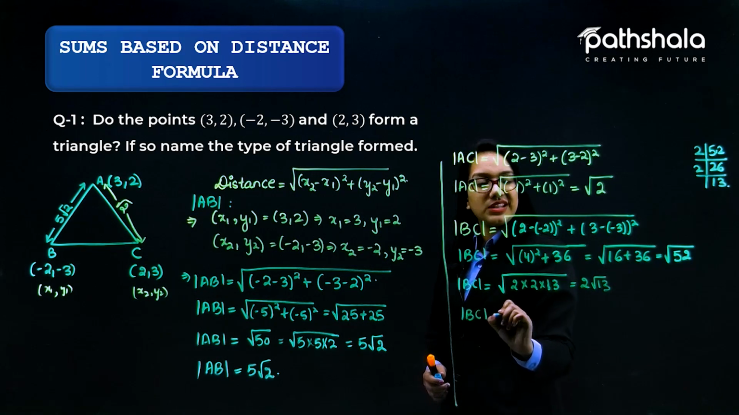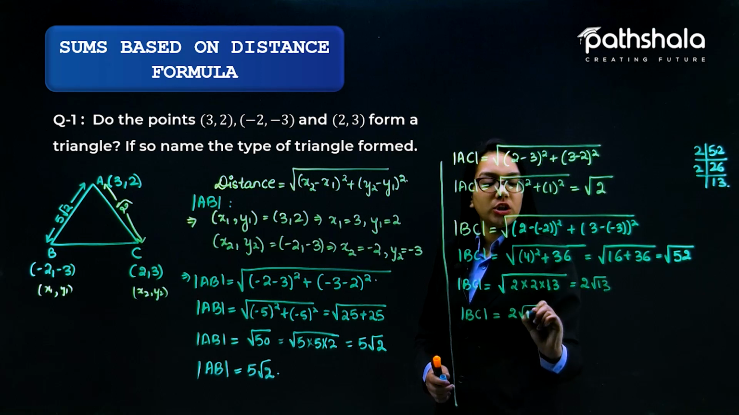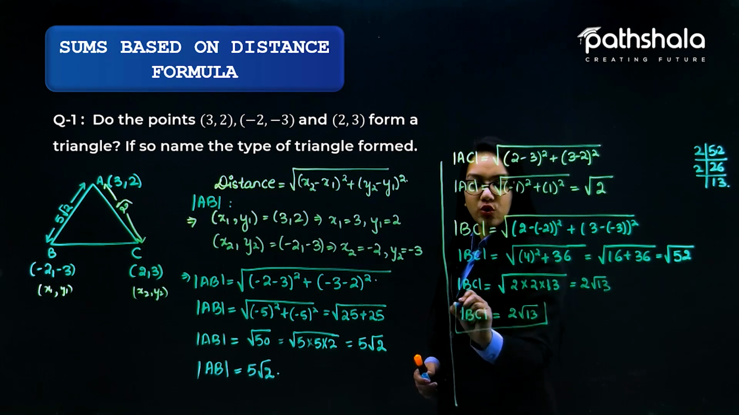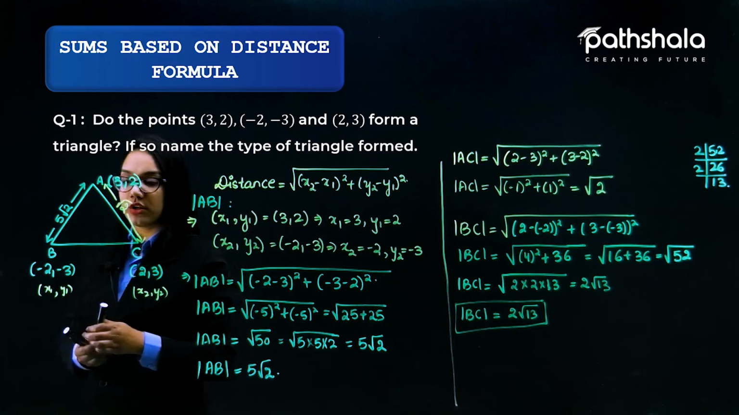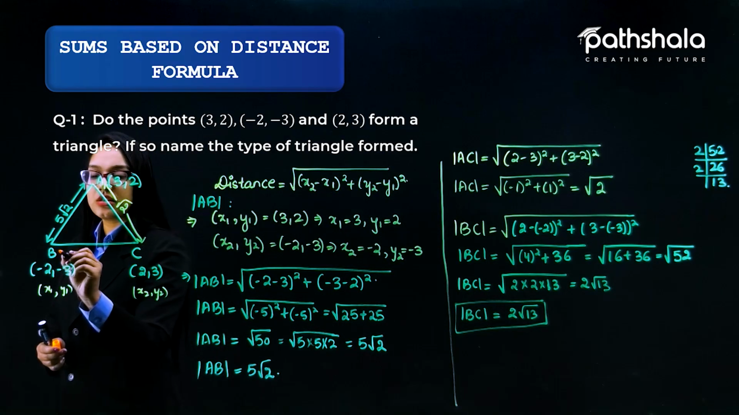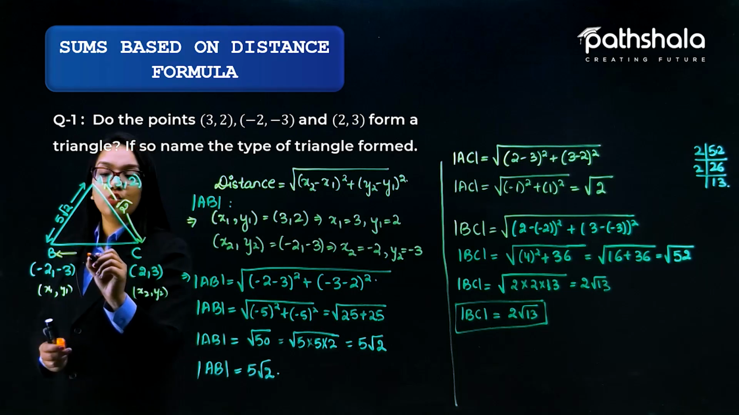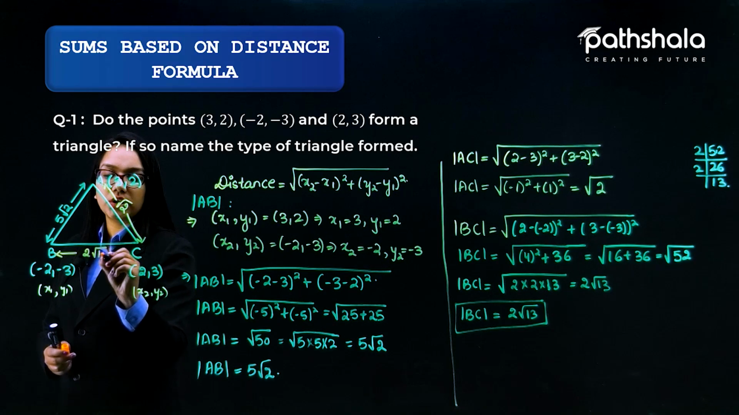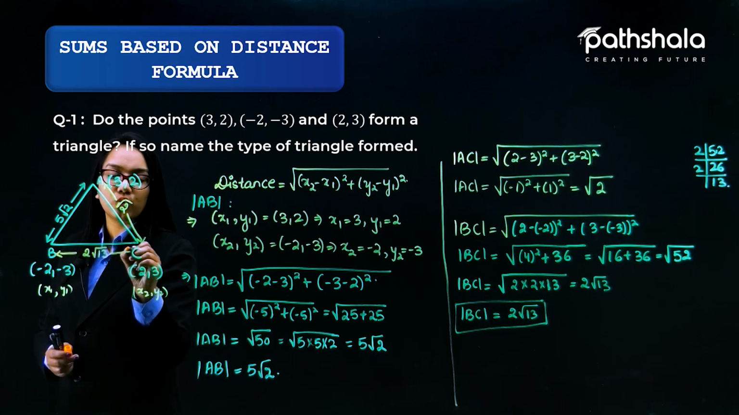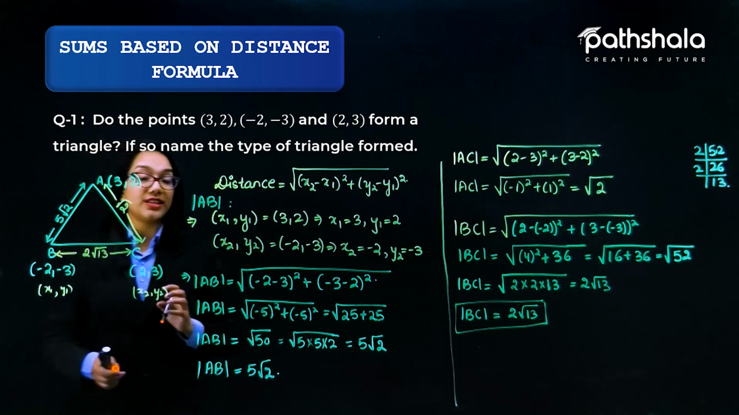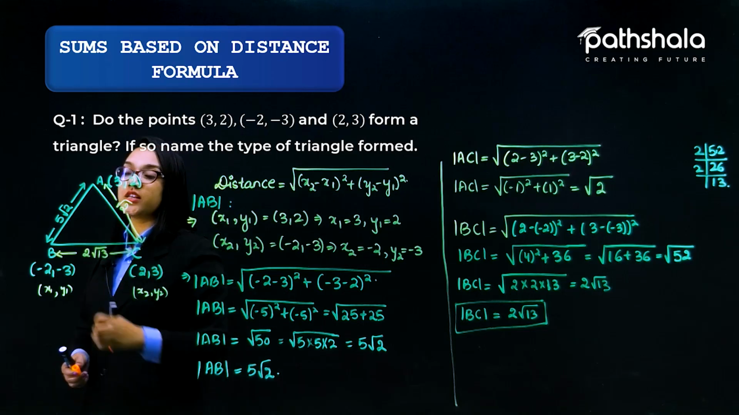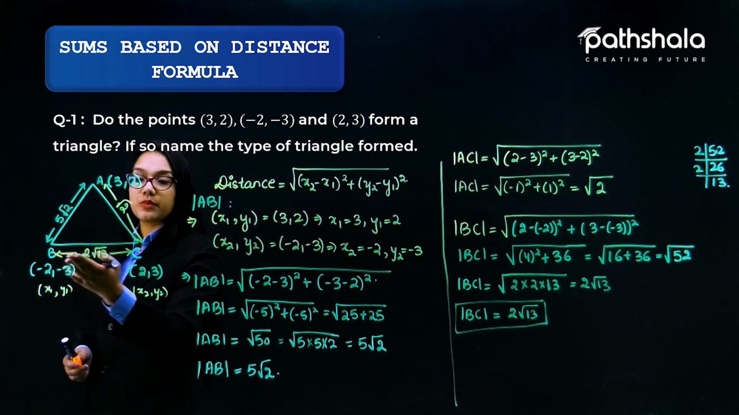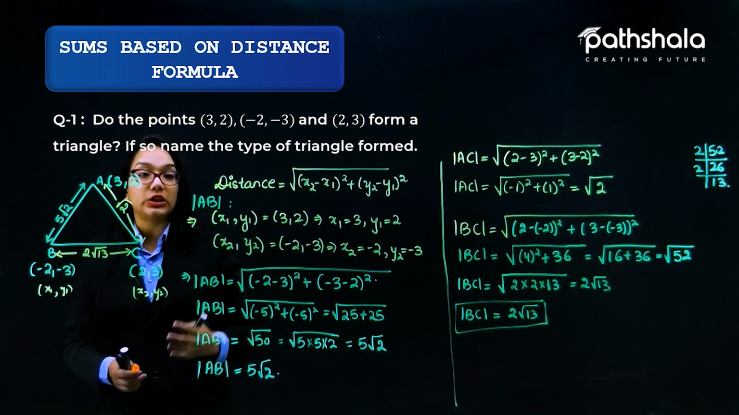This means the distance BC is nothing but 2 root 13. So let's write it over here. This distance is nothing but 2 root 13. So hence we can see over here the distance AC is root 2, the distance AB is 5 root 2, and the distance BC is nothing but 2 root 13.